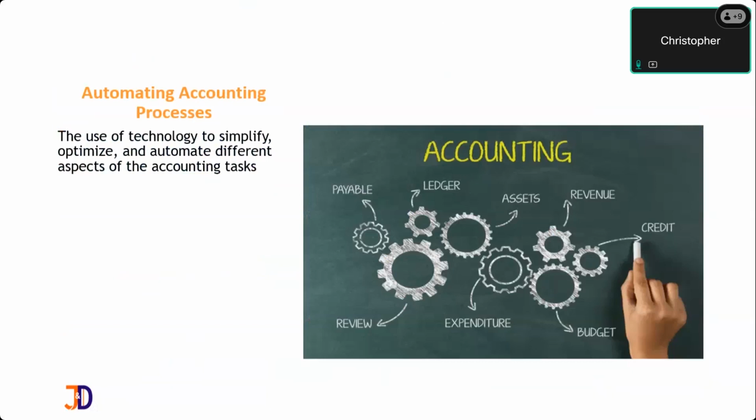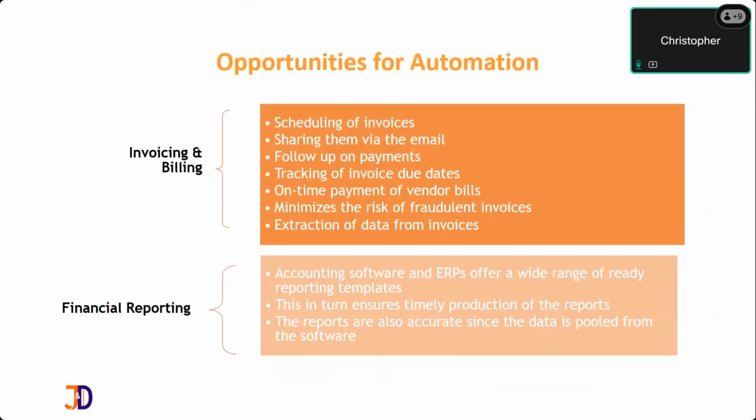And that's why now we want to have the discussion on why you need to automate your accounting process so that it can bear fruits for your business. What do we mean by automating the accounting processes? We simply mean simplifying, optimizing, and automating the different processes and tasks that are within the accounting function. So we can look at areas where you can do the automation.